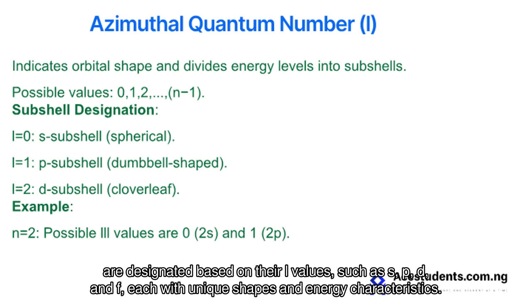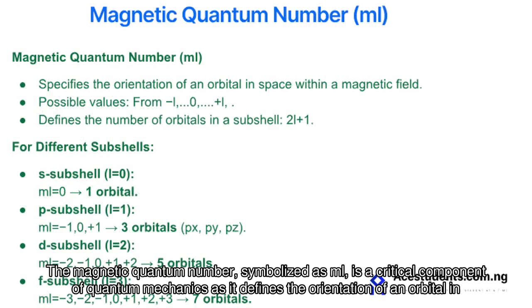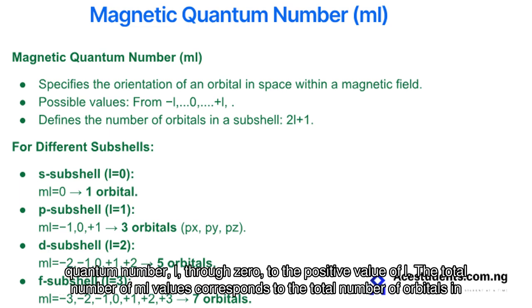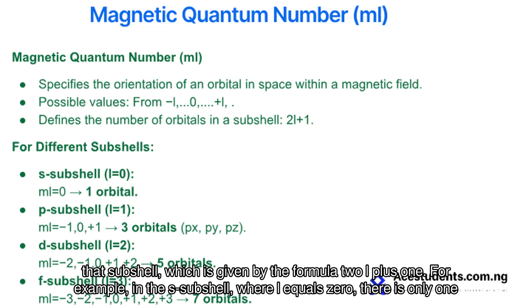The magnetic quantum number, symbolized as ml, is a critical component of quantum mechanics as it defines the orientation of an orbital in three-dimensional space relative to an external magnetic field. For any given subshell, ml values range from the negative of the azimuthal quantum number, l, through 0 to the positive value of l. The total number of ml values corresponds to the total number of orbitals in that subshell, which is given by the formula 2l plus 1.